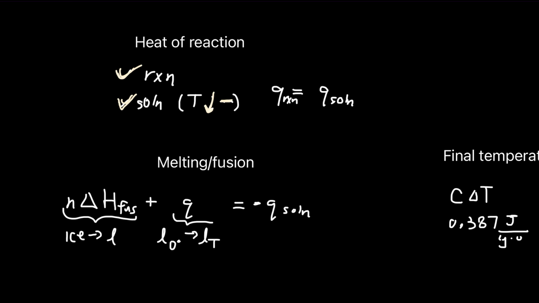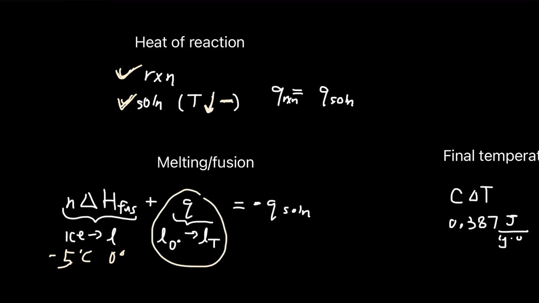Another scenario is melting and fusion. Instead of just Q of reaction equal to Q of solution, you also have a phase change, so you would take this part into consideration. They will give you the H of fusion, which is the enthalpy needed to go from ice to a liquid form at 0 degrees. Maybe this is -5 degrees-ish. So this accounts for this first part.